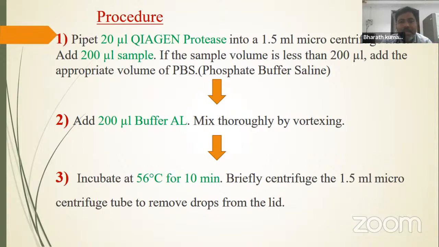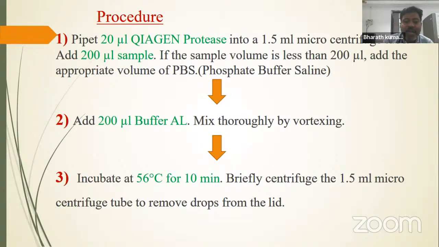Sometimes the sample is very little. For example, if we get only 100 microliters of sample, then the remaining 100 microliters we can make up with phosphate buffer saline. We can't add 100 microliters directly, so we dilute these 100 microliters with PBS buffer to make 200 microliters and add 200 microliters as the sample. This is the first step.